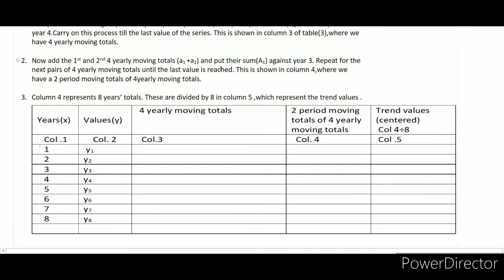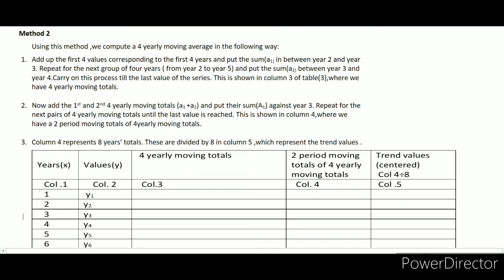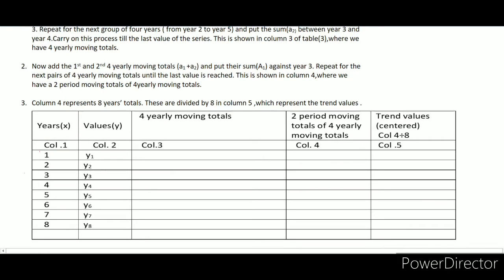Okay, so step 1 involves finding the 4-year moving totals. Because this is a 4 yearly moving average, we're dividing the values into groups of 4. So let us take the first group of 4 years, which will include values for years 1, 2, 3 and 4. You notice that 2 and 3 are the middle values, so your moving total will be in between year 2 and year 3. So you have y1, y2, y3, y4. Call this total a1.